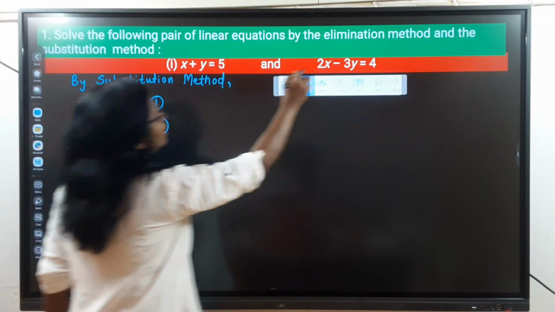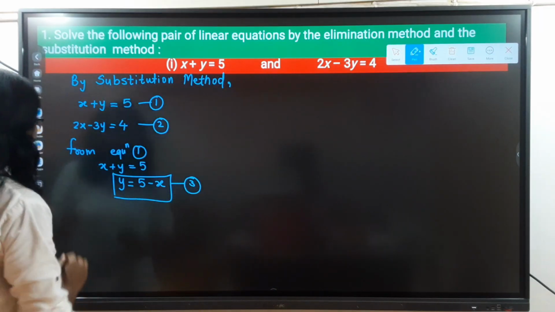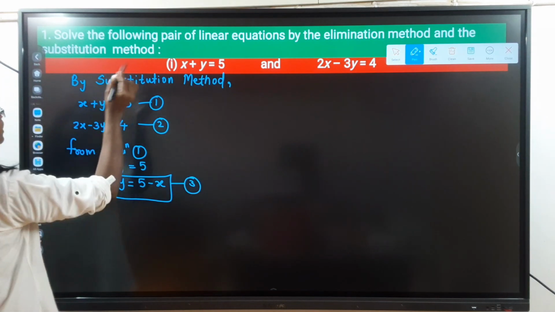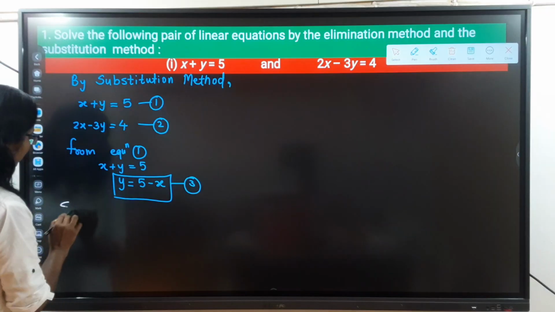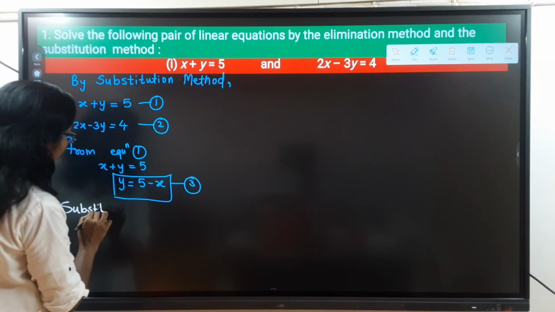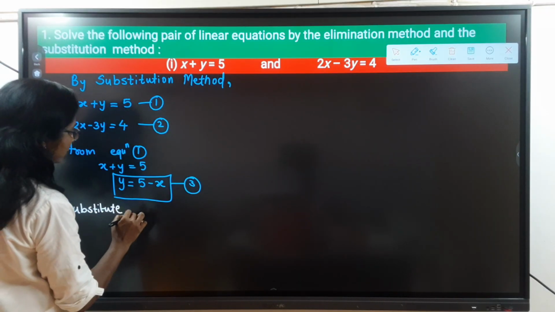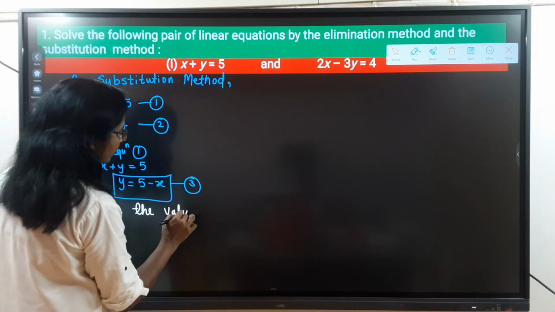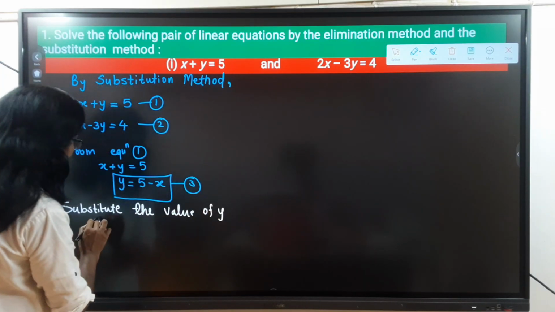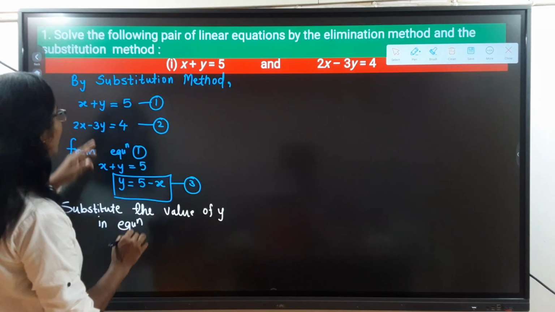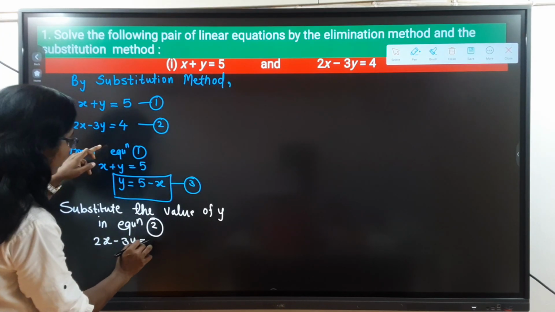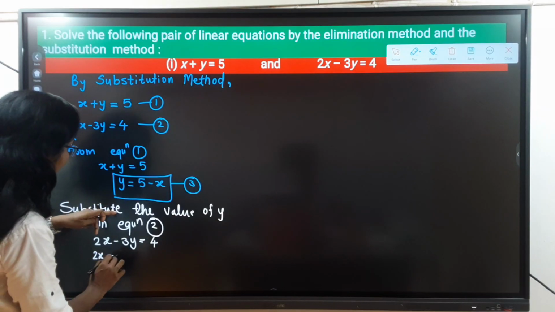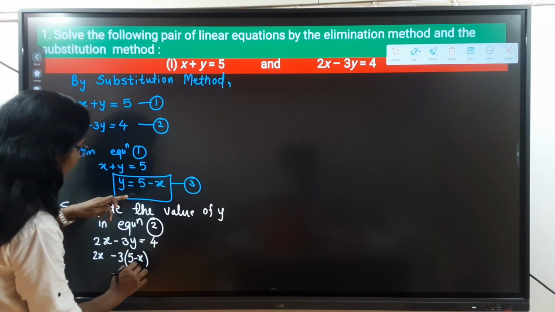Now here students, then I substitute the value of y in equation 2. So the second equation is 2x minus 3y is equal to 4. Now here 2x minus 3 multiplied by (5 minus x) is equal to 4.